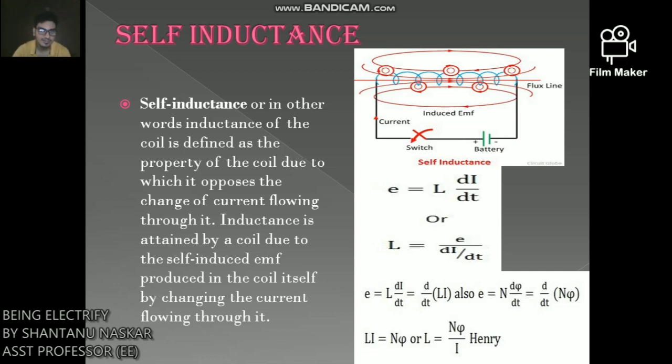Inductance is attained by a coil due to self-induced EMF produced in the coil itself by changing the current flowing through it. If the current in the coil is increasing, the self-induced EMF in the coil will oppose the rise of current. That means the direction of the induced EMF is opposite to the applied voltage.